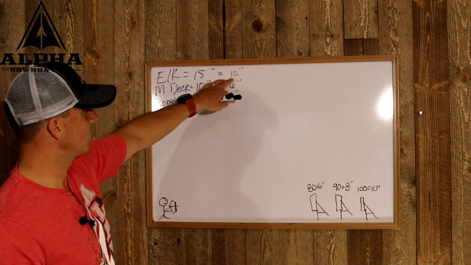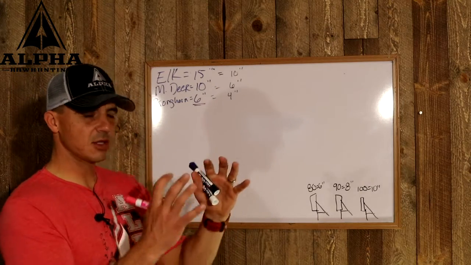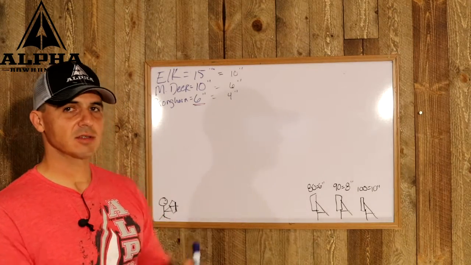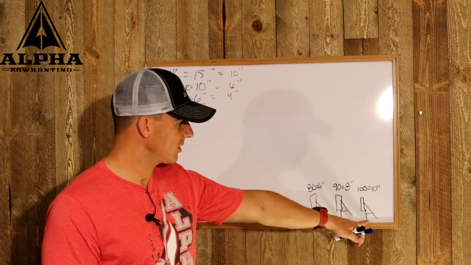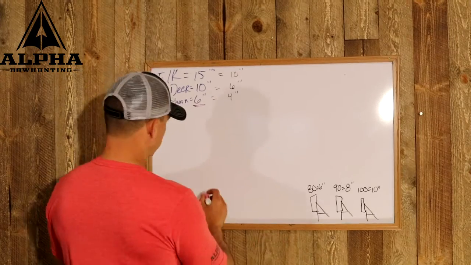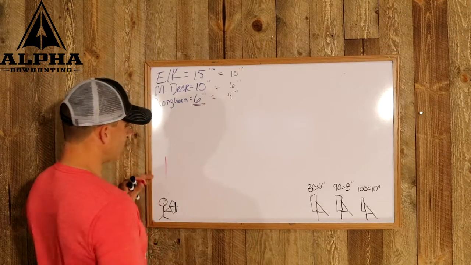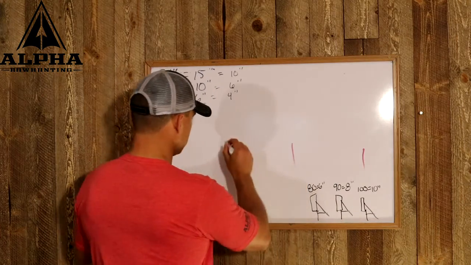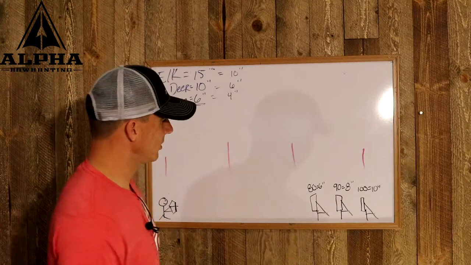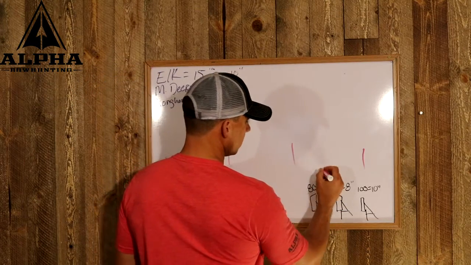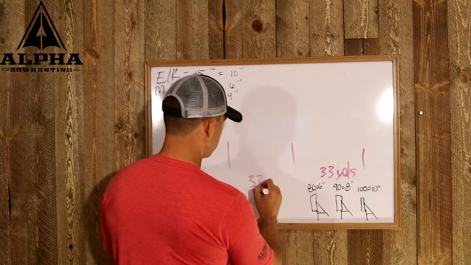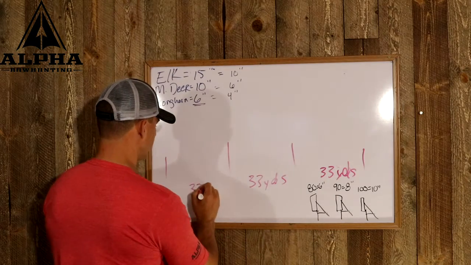Starting with elk, we'll say my acceptable vital kill zone is about 10 inches, just by use of math, by understanding vital size and taking 2/3 of that. So then you can say, at 100 yards, I can keep a 10-inch group. Let's break this down further. If this is me, and this is a target, we're going to break it down into thirds. So this would be roughly 33 yards, 33 yards, and 33 yards.